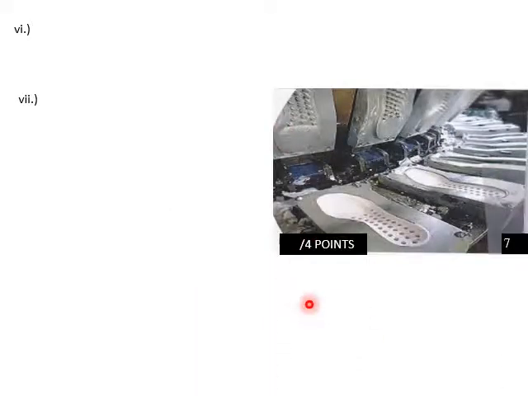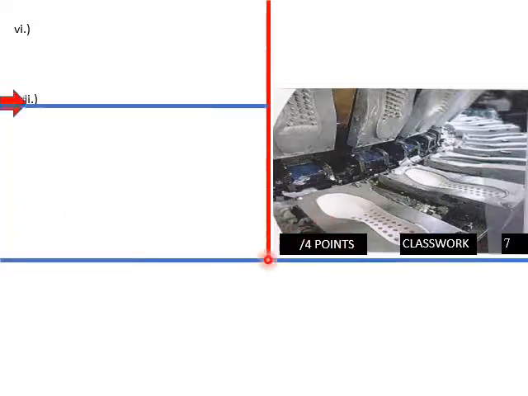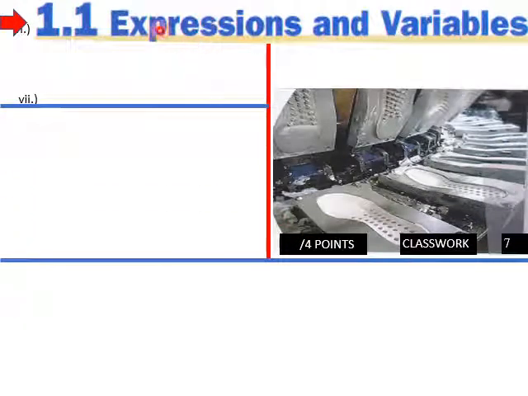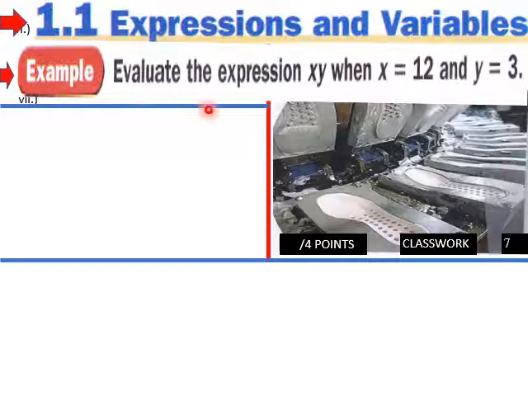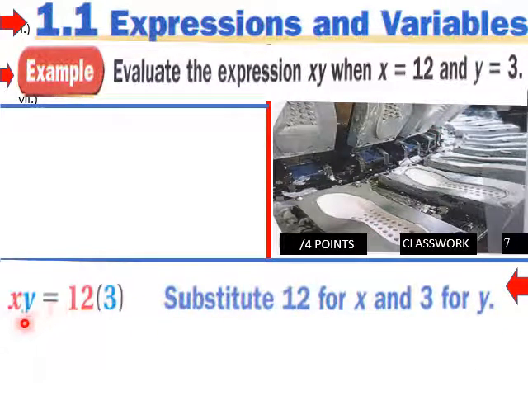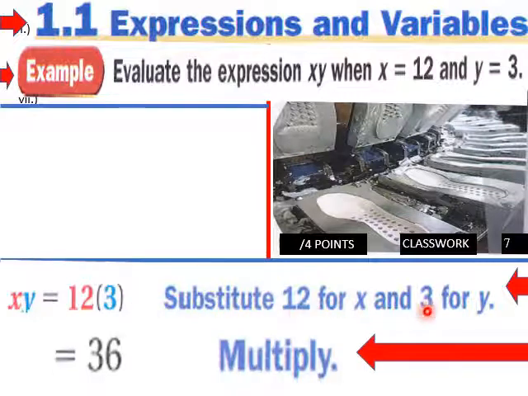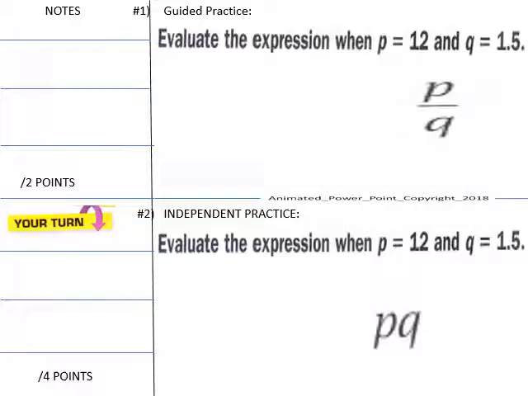And let's go to our first example here for our chapter 1 review and summary for 7th grade math. 1.1 expressions and variables. Evaluate the expression xy when x equals 12 and y equals 3. So xy will equal 12 times 3. We plug in our values of x and y, and substitute 12 for x and 3 for y. 12 times 3 is 36. So xy when x equals 12, y equals 3 is 36.